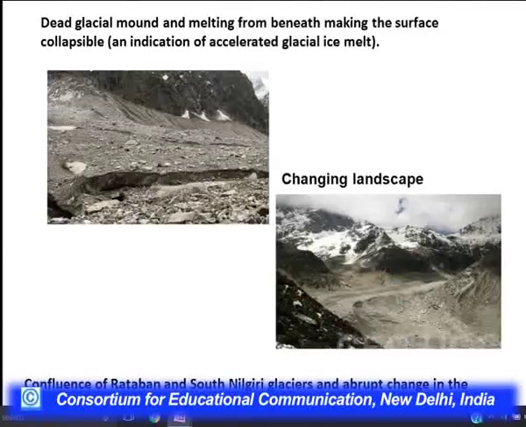Here you can see this dead glacial mound melting from beneath, making the surface collapsible. This is an indication of glacial ice melt. Then the changing landscape, particularly at the confluence of Rataban and South Nilgiri glaciers.